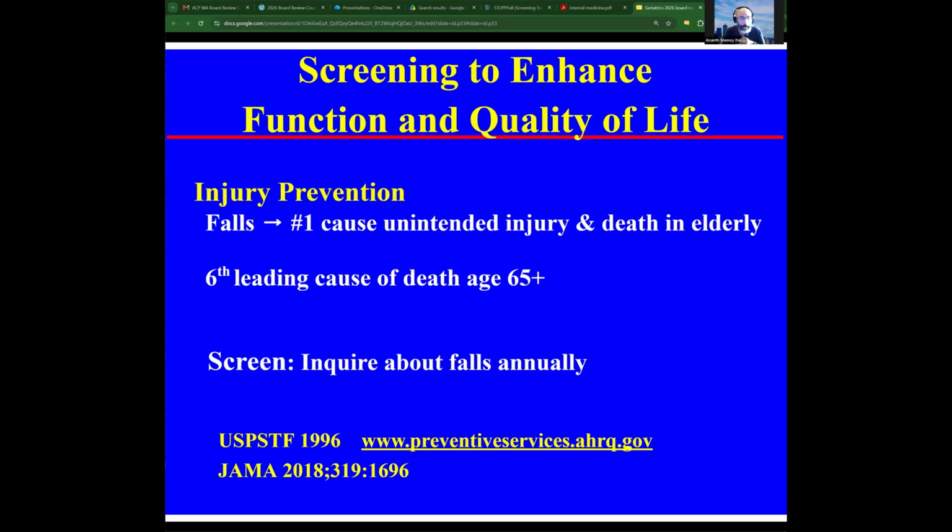Basically, it is recommended that at least annually we ask our patients, have they had a fall in the last year? And if they have, how many falls? And then were there any injuries?